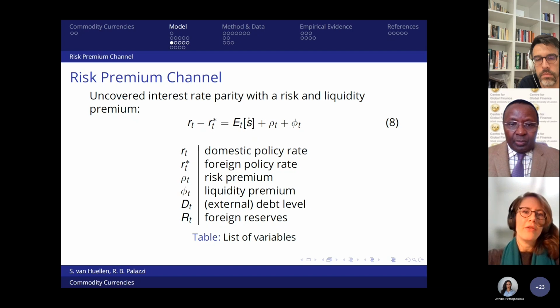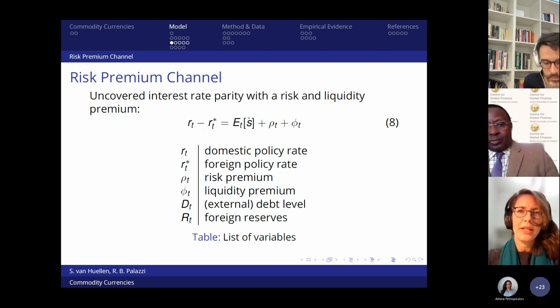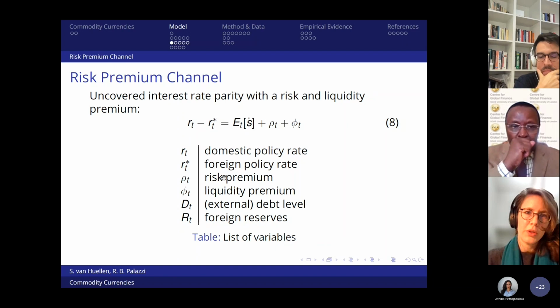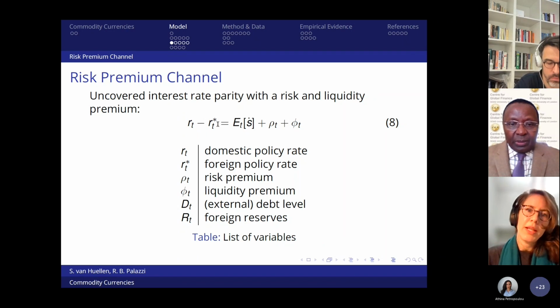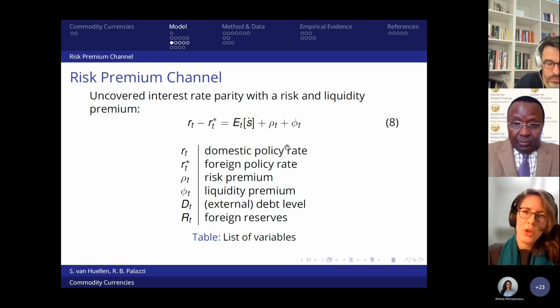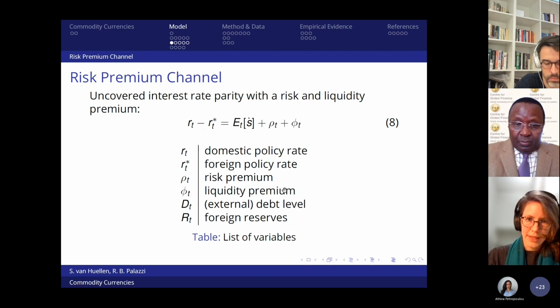It's very well known. So what we have here is a very standard uncovered interest rate parity with the assumption that the foreign and domestic assets are not perfect substitutes. That means that we have the interest rate differential between the domestic economy and the foreign economy on the left-hand side, which is equal to the appreciation expectation of the exchange rate plus a risk premium, which is the rho, and then phi for our liquidity premium. So these 2 premiums quantify the unequal substitutability between different assets.